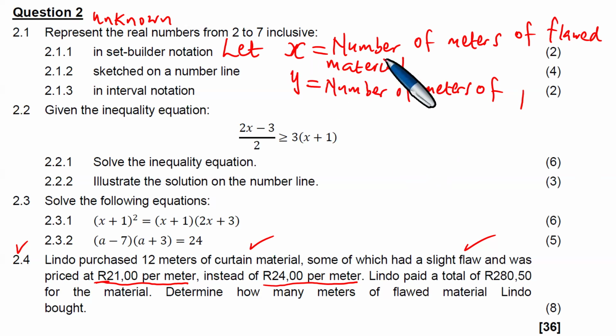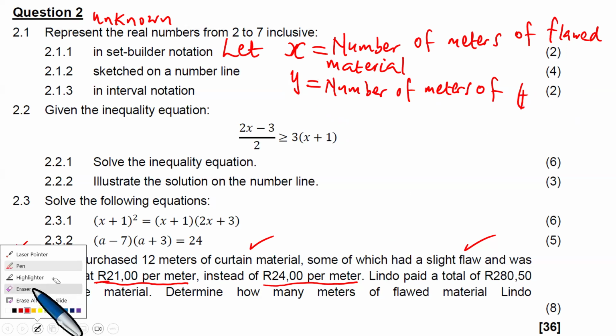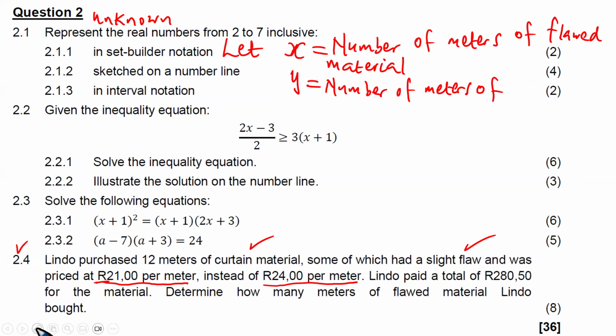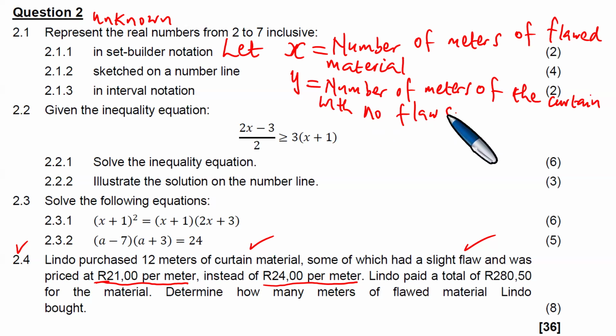So X will be the number. I know this is a very important problem. So you let X be the number of meters of flawed material. Let Y be equal to the number of meters of the perfect curtain. We're going to call this one the perfect curtain that has no flaws. So let Y be the number of meters of the curtain with no flaws.